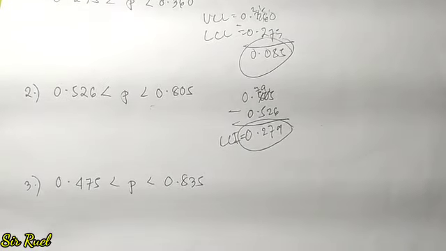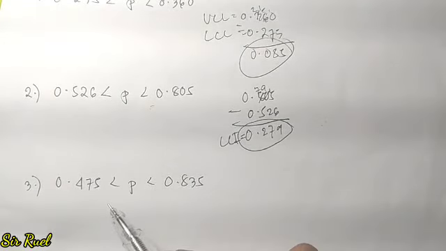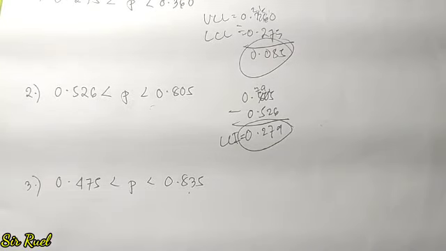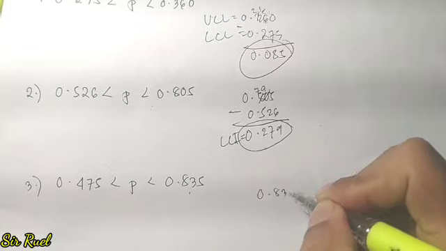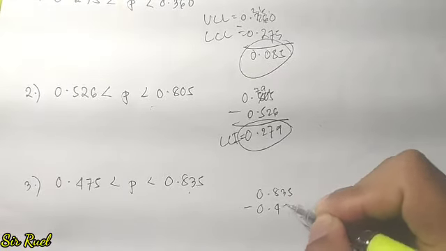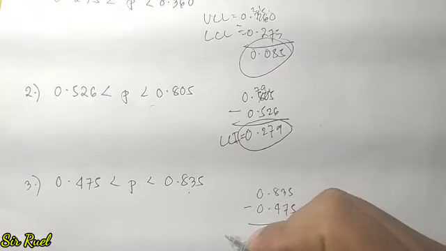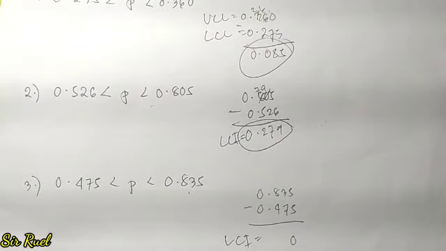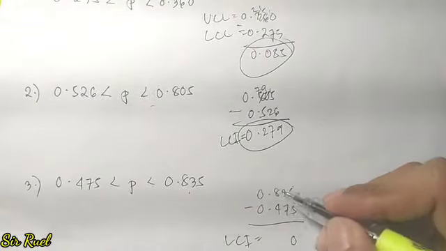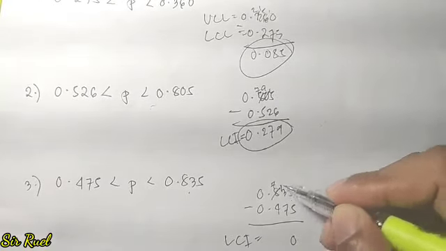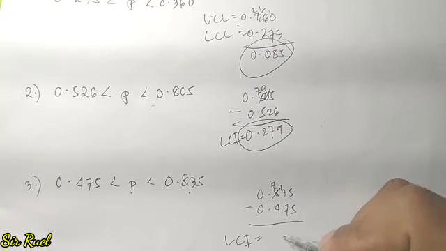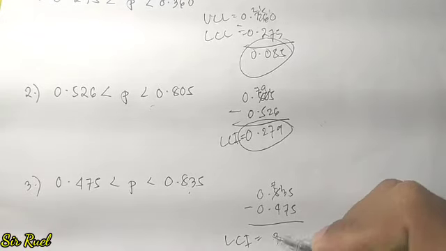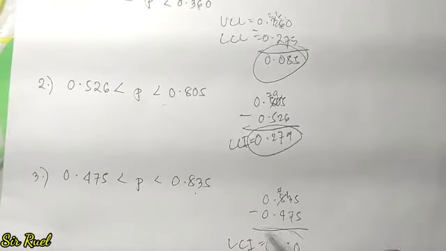Next example, 0.835 and 0.475. Ito yung upper limit, ito yung lower limit. Okay, so isusubtract mo lang. 0.835 minus 0.475. So, yung length of confidence interval natin is, okay, 7, 13 minus 7 is 6, 7 minus 4 is 3. So, we have 0.36 or 0.360.